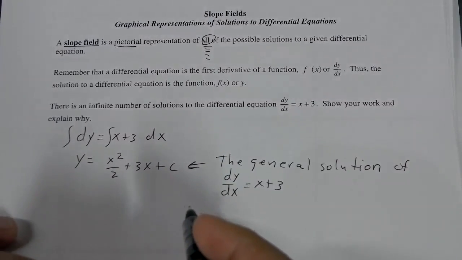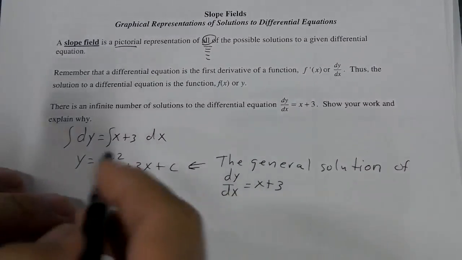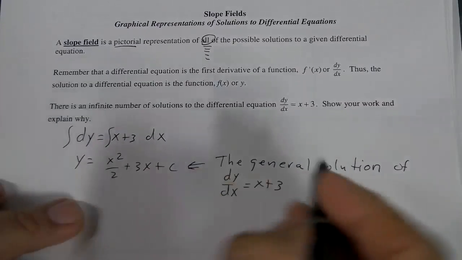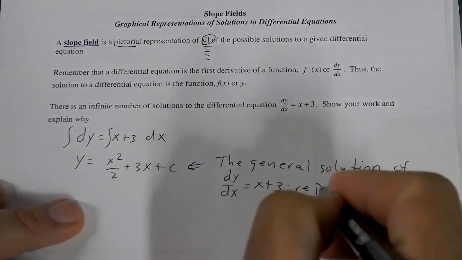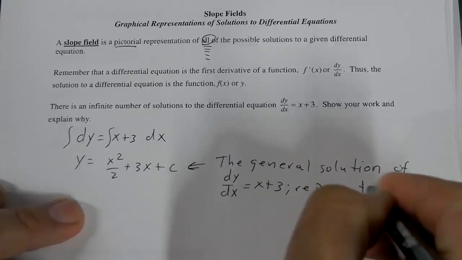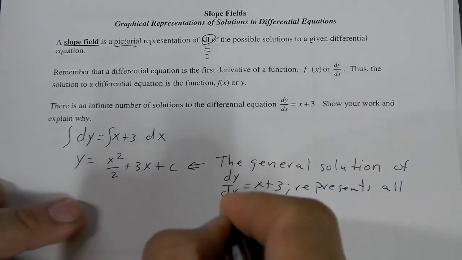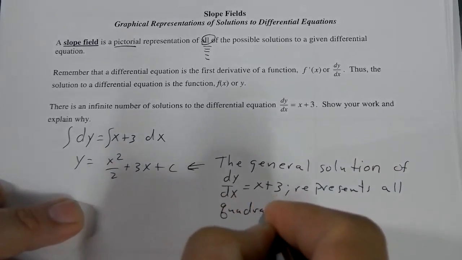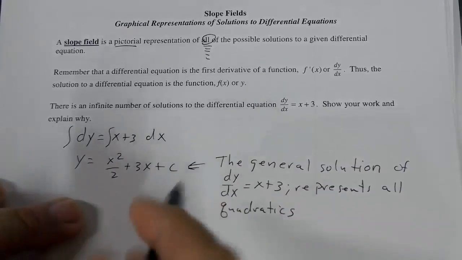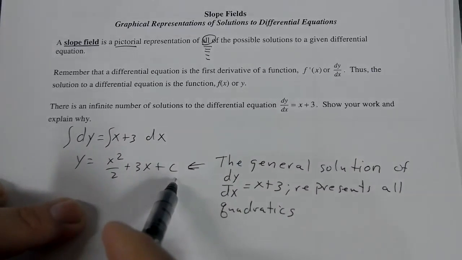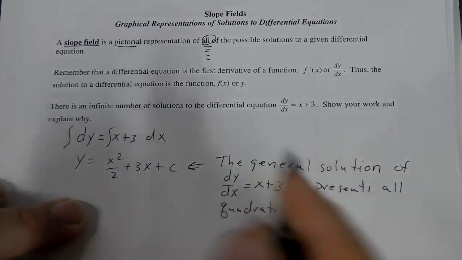And it represents all, this is a quadratic, by the way. And it represents all quadratics. Why is it all quadratics? Because we don't know what that c is.